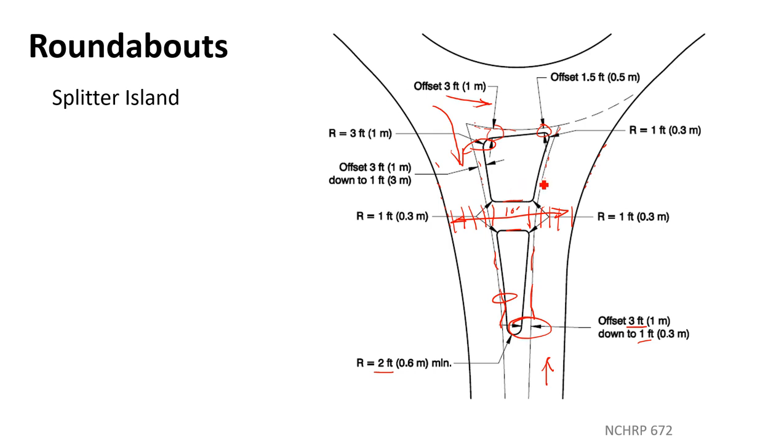So just keep that in mind. You don't start with the splitter island. The splitter island is what takes up the space once you're done. So sometimes you start with the center line out here, where the vehicle path is, and then you'll build off either side of it.